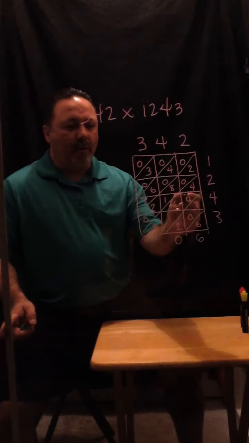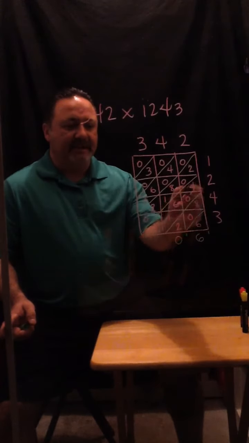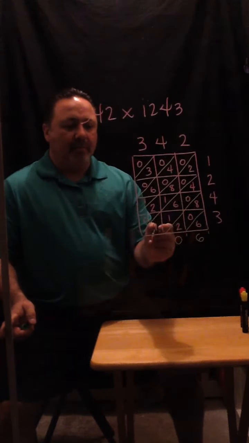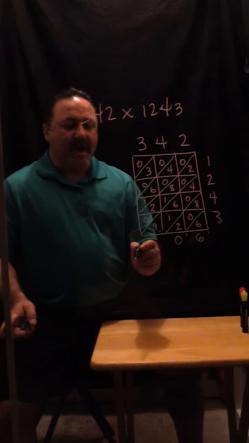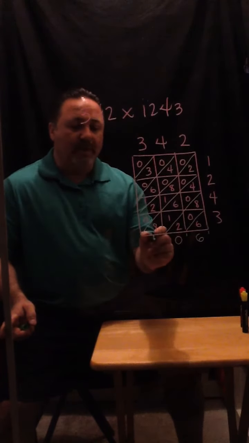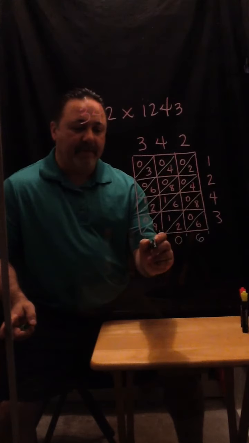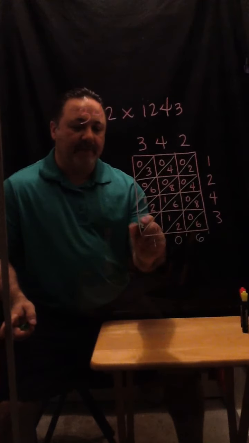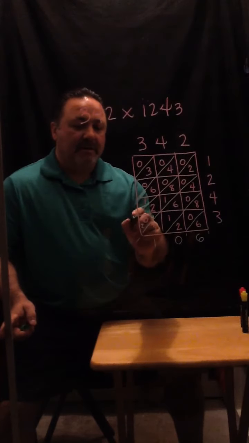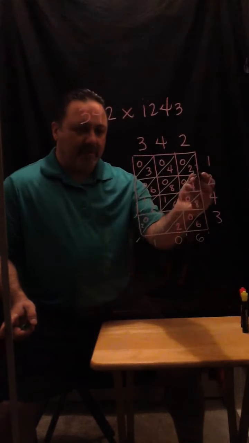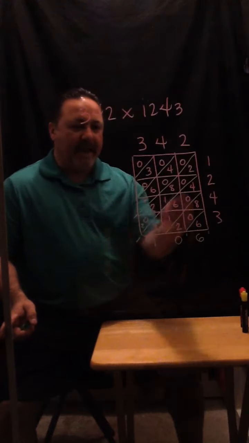So now I have 4 plus 0 plus 6 is 10, plus 1 more is 11, plus 9 is 20, plus 1 is 21. So I'm going to place a 1 here, and I'm going to place a 2 here, and now I'm looking here.